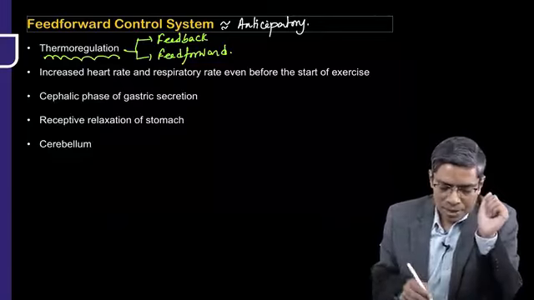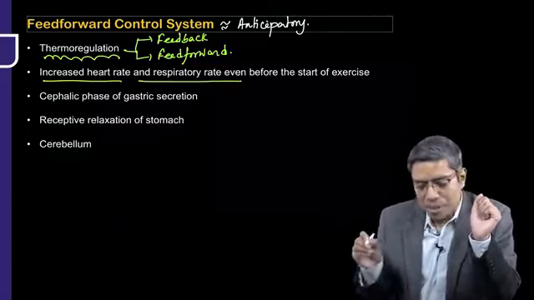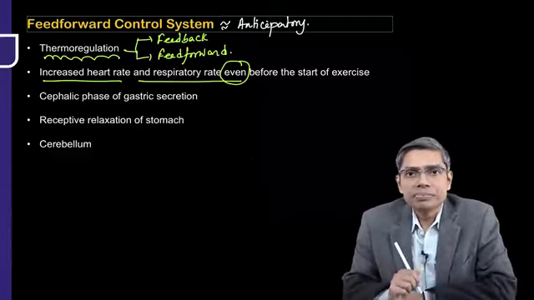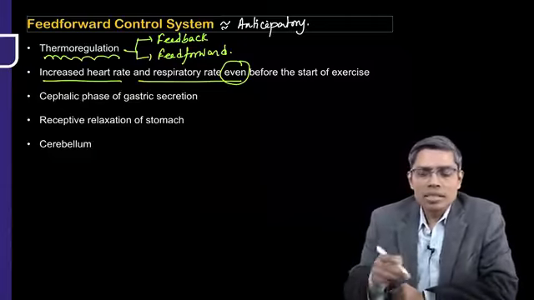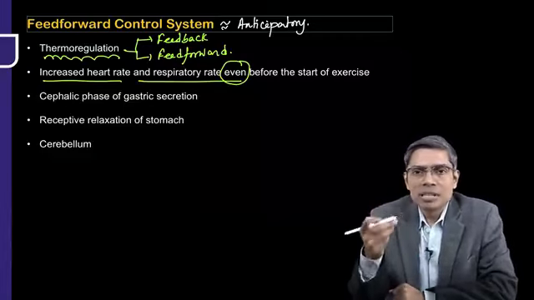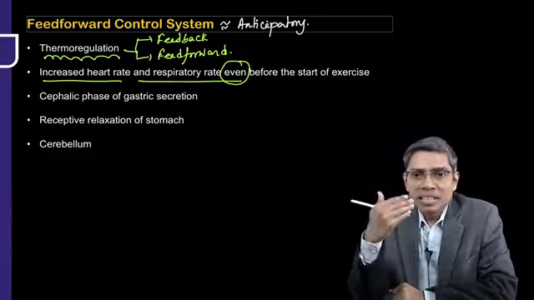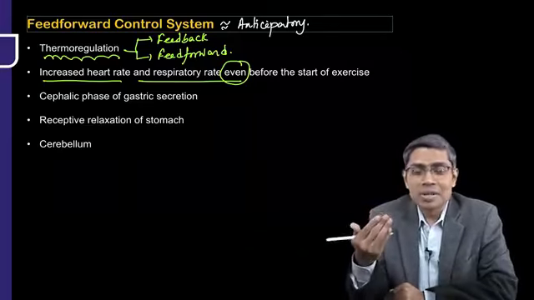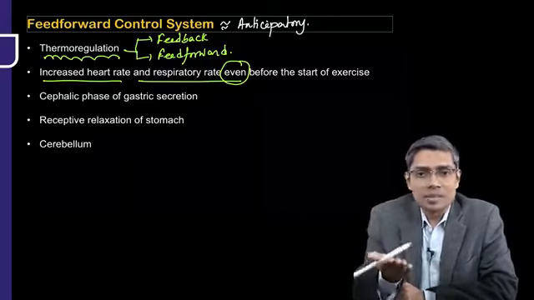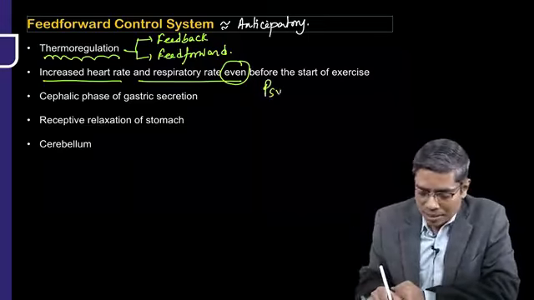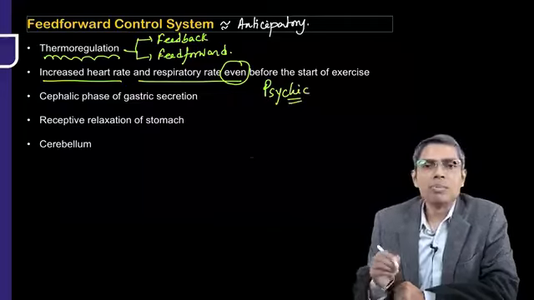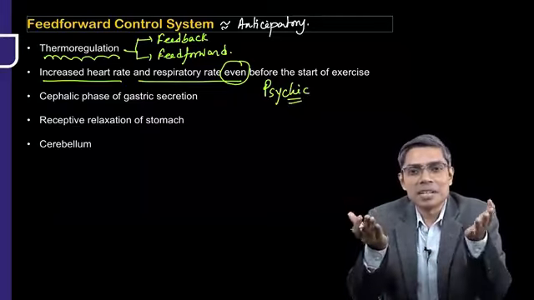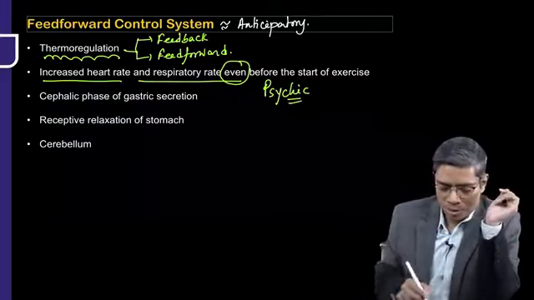Getting my point? Yes. Second thing, increase in heart rate and respiratory rate even before the start of exercise. This has been asked in MCQ. Suppose I ask you that you have to do the exercise on this treadmill for the next 1 hour. Whenever you are thinking that you have to start the exercise, this anticipation will start raising your heart rate and respiratory rate. This is known as the psychic stimulation. Your brain has understood that you have to start the exercise and it is raising the heart rate and respiratory rate in anticipation. So feed forward control system.